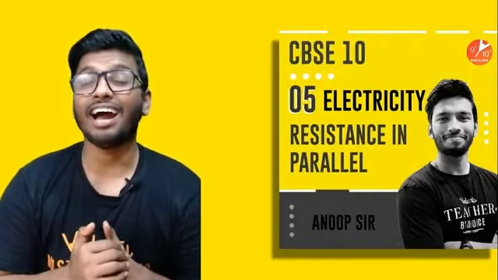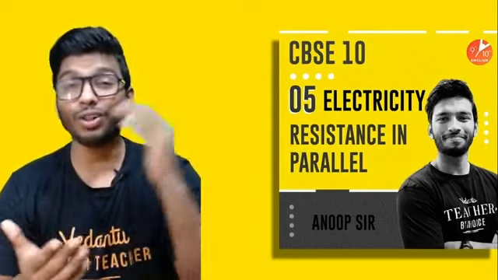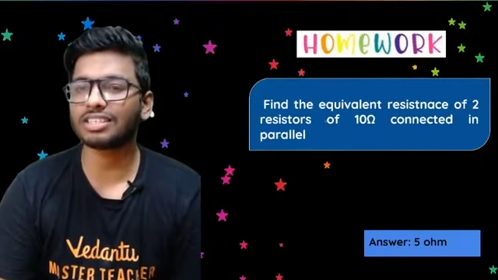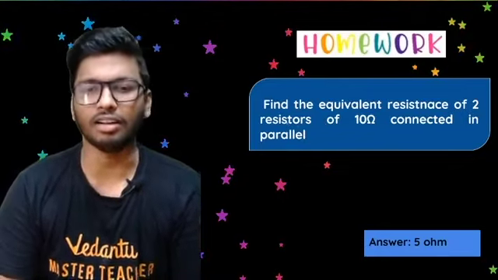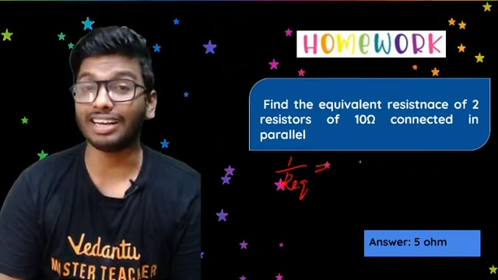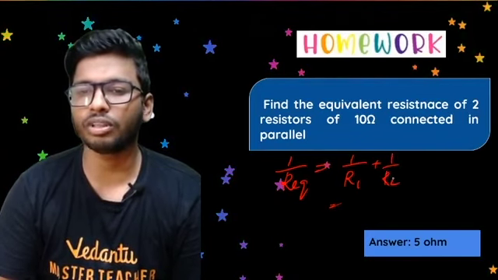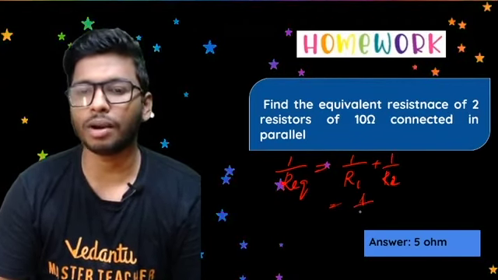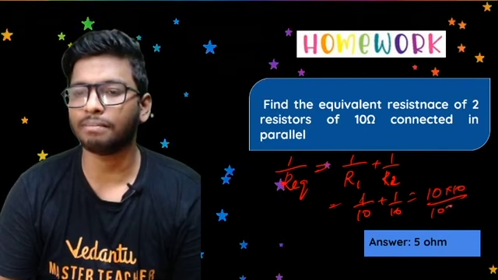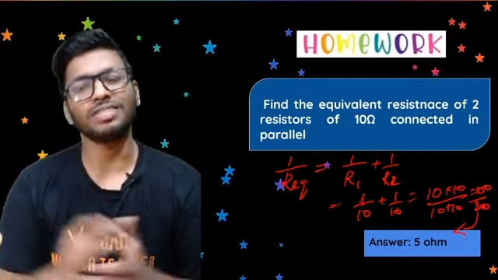Before we get started, I had also given you a homework in the last session, that is resistance in parallel. The question was: find the equivalent resistance of two resistors of 10 ohms connected in parallel. If you remember the formula, 1 by R equivalent in a parallel connection is 1 by R1 plus 1 by R2. Here both of them have a resistance of 10 ohms, so it will be 1 by 10 plus 1 by 10. That makes it 10 into 10 whole divided by 10 plus 10, which is 100 divided by 20, which gives you 5 ohms. As simple as that.